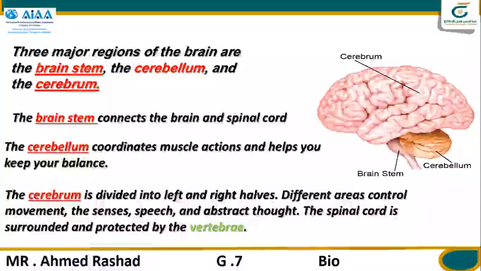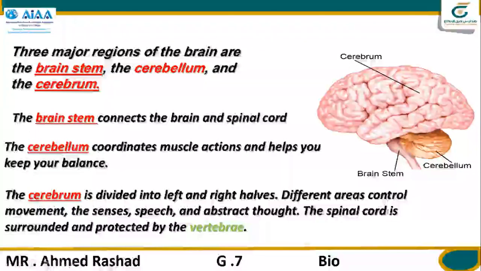Again, so we know the brain is the main organ in the nervous system, and it consists of the main parts. Number one, the brain stem, that's responsible for moving the signals from the brain to the spinal cord. The cerebellum coordinates muscle actions and helps give you balance in your body, and that helps with homeostasis. Number three is the cerebrum, divided into left and right halves, which differ in functions like movements, sensations, speech, and abstract thought.